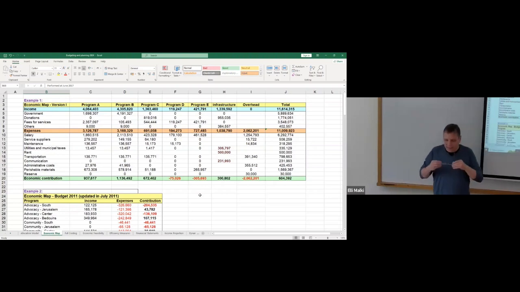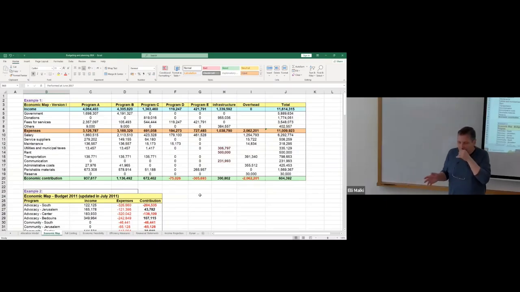And here we can see how the economic map is structured. So what do we see here? On the horizontal line, which is the first yellow line, we see 5 programs, A, B, C, D, and E. Okay, these are the 5 programs. This is for a budget of this organization, I think for 2009, something like that, or maybe 10, I don't remember. These are the 5 programs that the organization operated at the time.